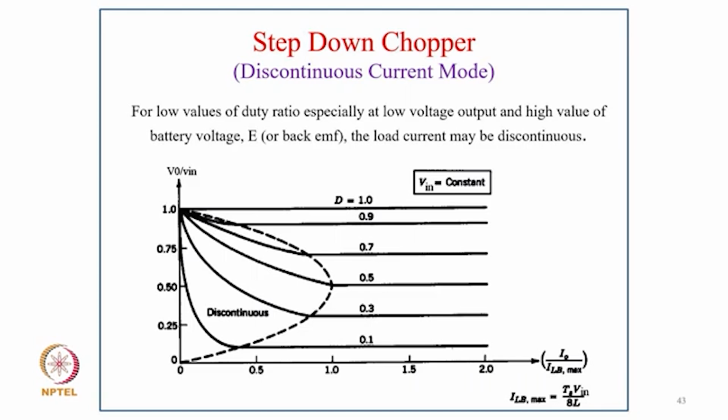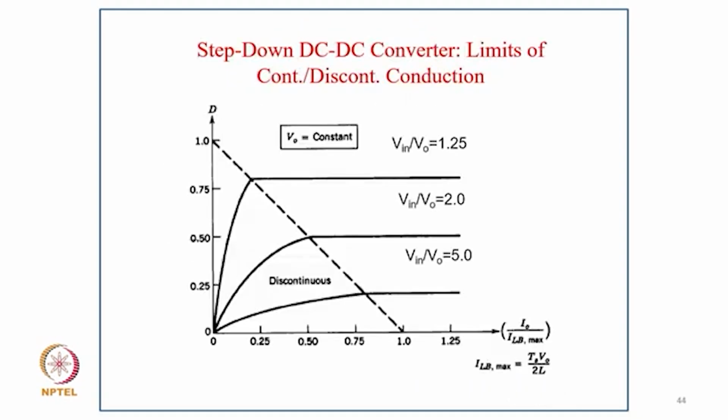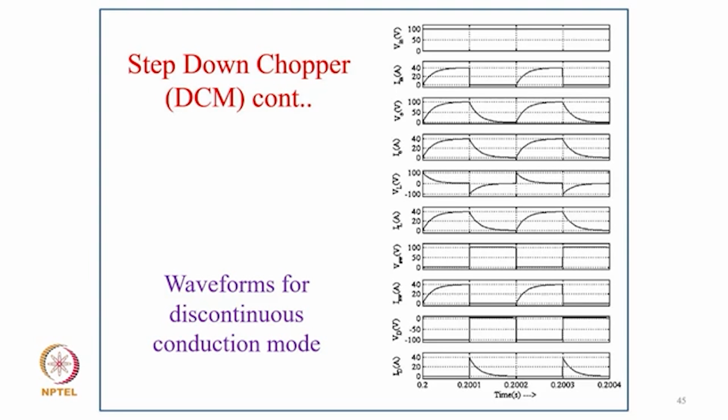I mean as a function of V upon V as a ratio, and the I upon I L B max, for the input constant voltage. So there is a boundary of how it really goes to discontinuous condition. For the other region it remains continuous. And again, if the output voltage is constant, then with the ratio of input to output voltage, the chance of discontinuity goes as a function of this inductor maximum current.